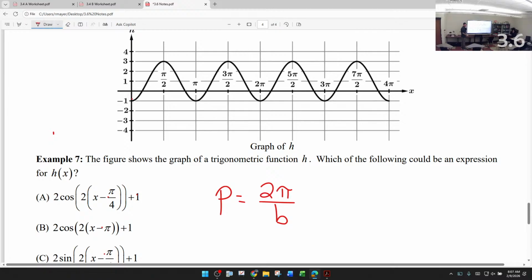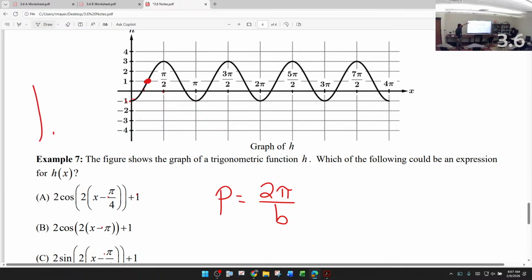I can't start there because that's cosine. That would be a negative cosine because I'm going up instead of going down. I could start right there, and that could be sine. And if that's pi over 2, that would have to be pi over 4.